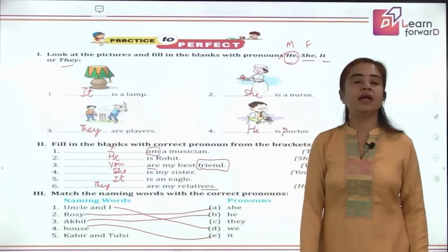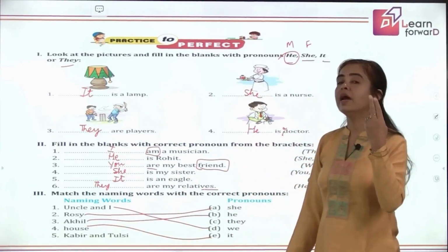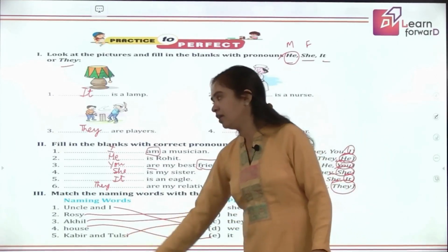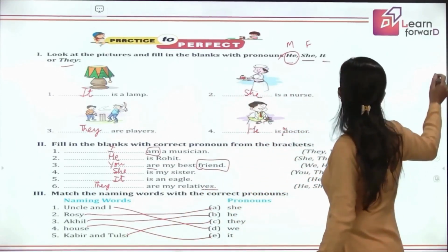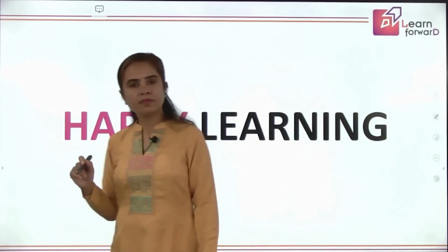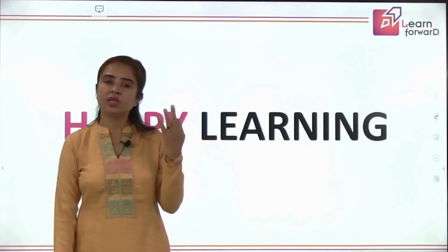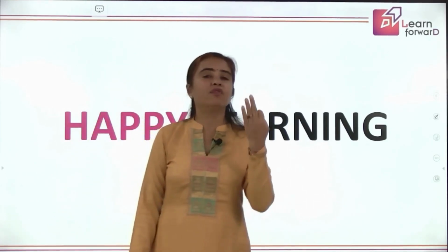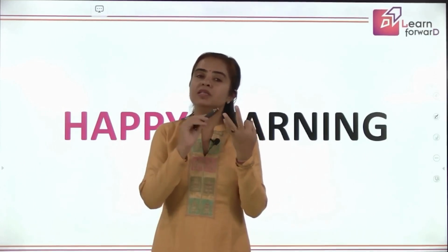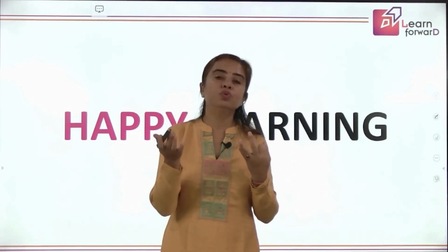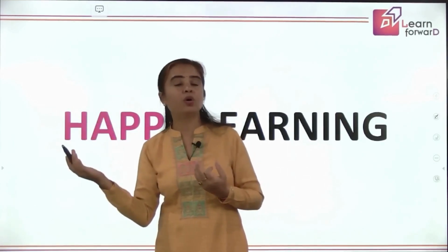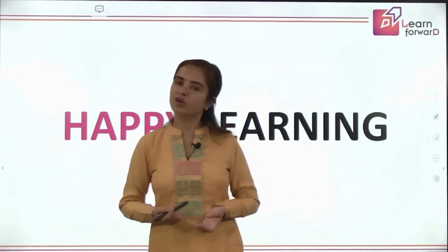And Kabir and Tulsi, they are two. They are in plural. So we will be using the pronoun they. That's wonderful. So I hope learning pronouns was easy this way. Remember, we have learnt about three persons: first person, second person, third person. First person is the speaker. Second person is the person to whom you are talking, and the third person is somebody you are talking about who is not a part of your conversation.